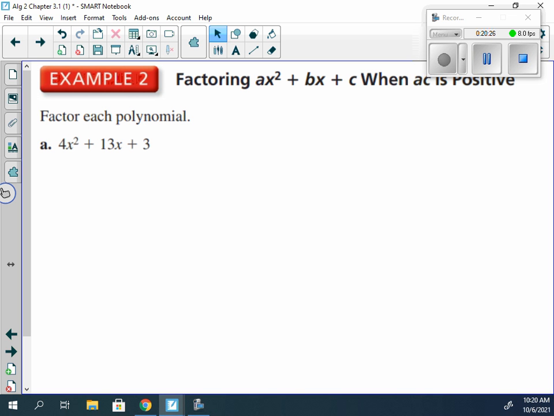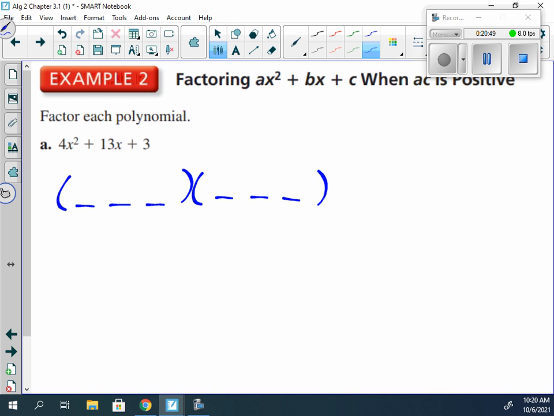Okay, so our next one is 4x squared plus 13x plus 3. What is our greatest common factor? There's not a number that will go into 4, 13, and 3. Well, 13 and 3 are both prime. So we don't have a greatest common factor, so we can move on to step 2. 2 sets of parentheses with 3 spaces. Third term is positive and the middle term is positive, so our signs are both positive.